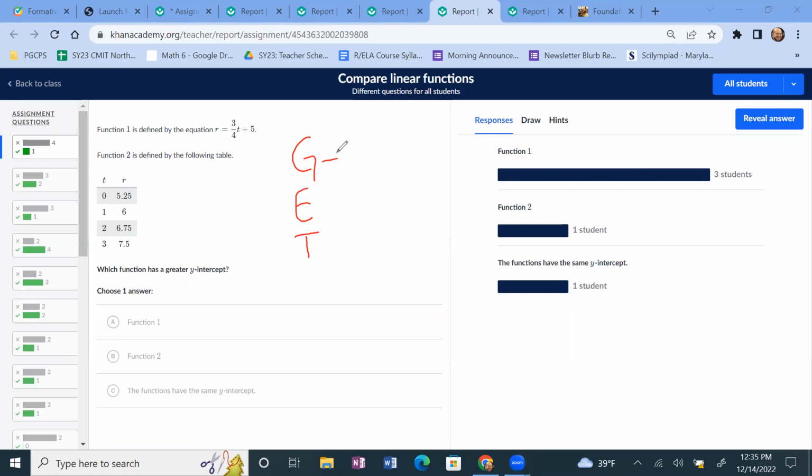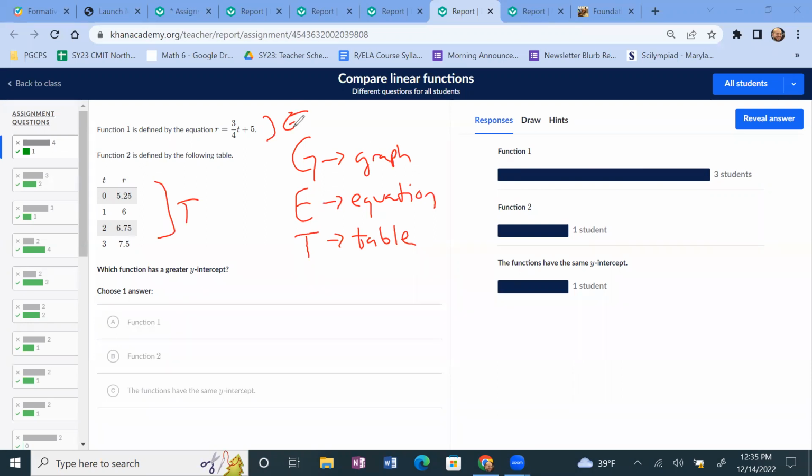All right. So G stands for graph, E for equation, T for table. Why am I bringing that up? Because here they give you a table, they give you an equation, and so yeah, you got to be able to find out what's what given any of the 3.